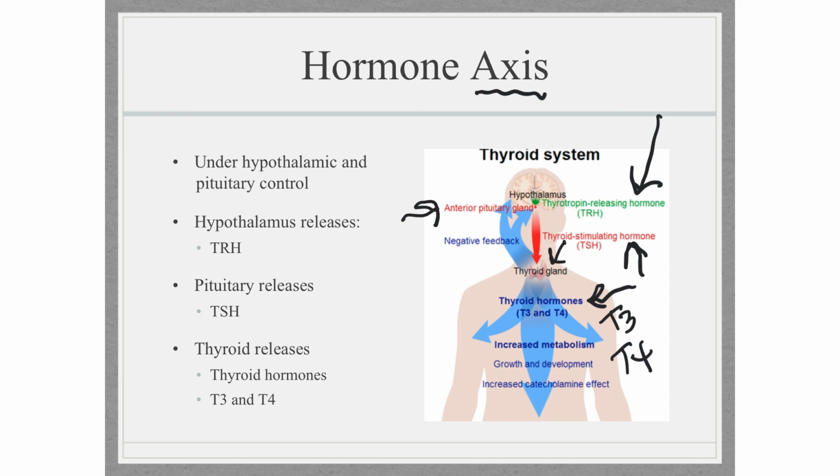When levels of T3 and T4 are nice, normal, homeostatic levels, they will provide the shutoff or the negative feedback to the hypothalamus and to the pituitary, telling the body that we need to shut off. Remember, negative feedback decreases activity.